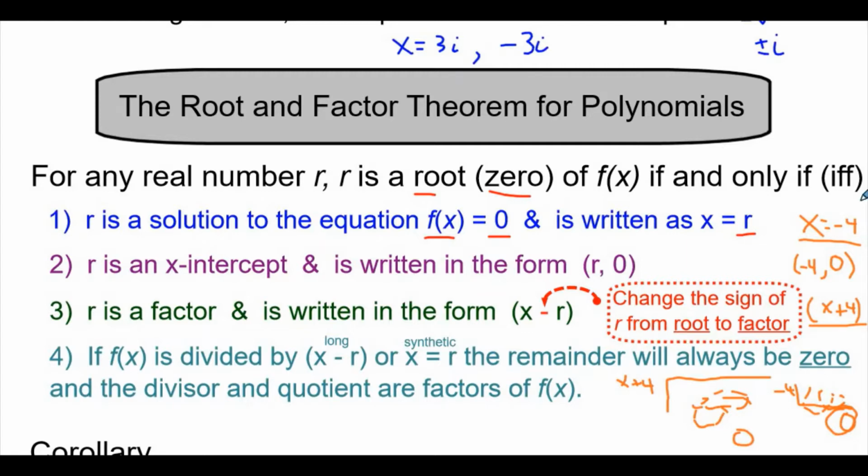Why is that so important? Because this allows me to factor. And the conclusion is that the divisor, the thing I divided by, as well as the quotient, the thing that would be up here, or with synthetic division, the thing that would be down here, they are factors of the original problem. So the conclusion here, which is really interesting, is that this is a universal way to factor any polynomial, including a quadratic.